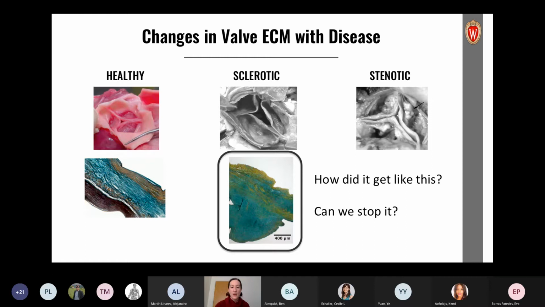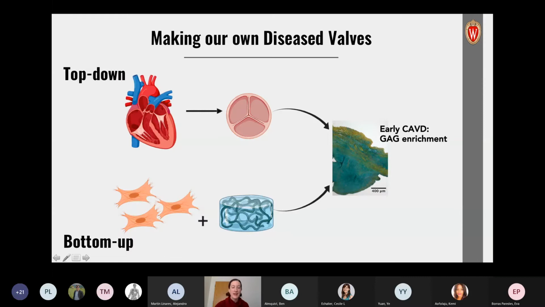And so we want to study this middle stage. We want to know, how did it get like this, and how can we stop it? And so today I'm going to talk about 2 different avenues that we've taken to make our own diseased valves.